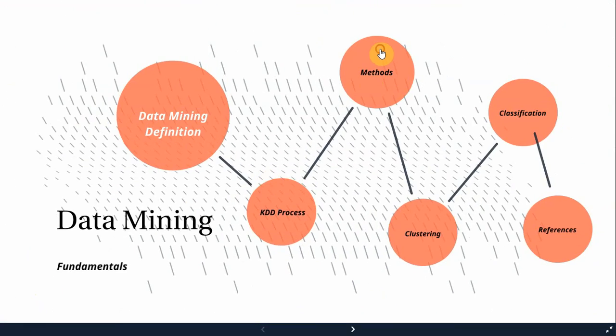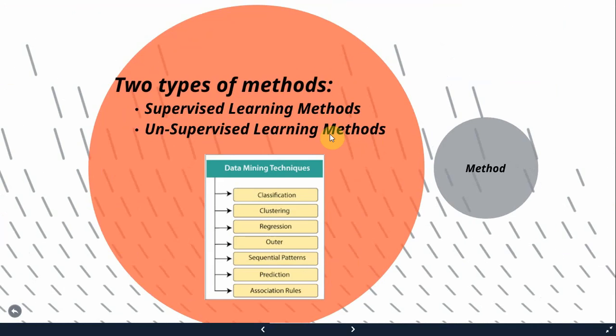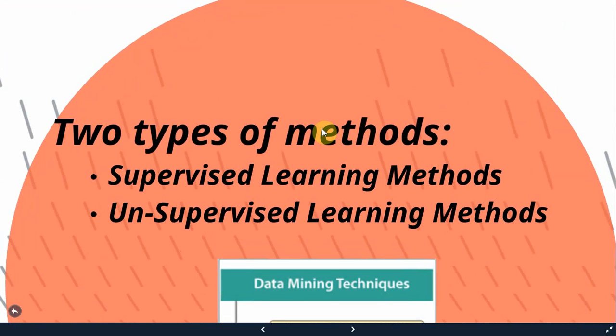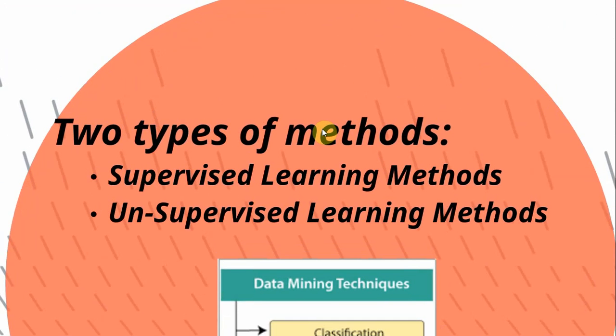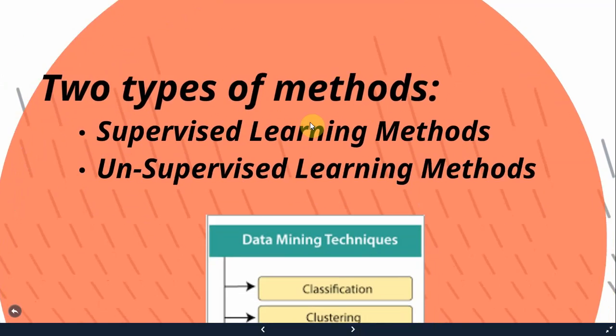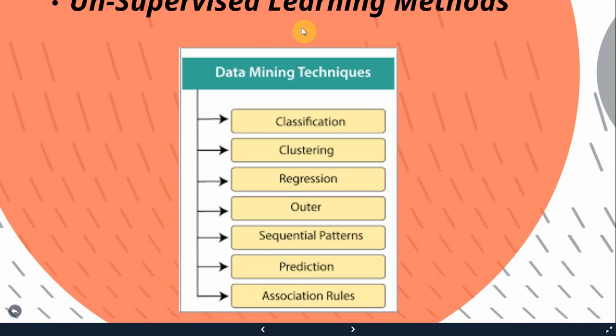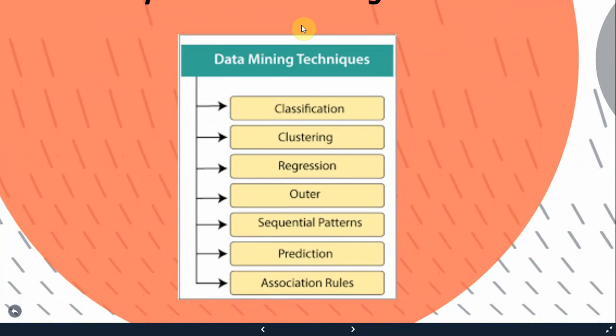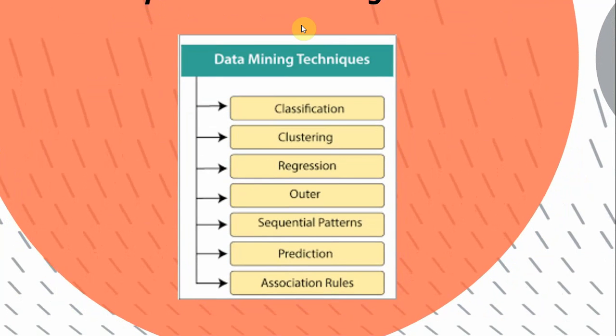Now moving on to the various methods of data mining. Broadly the methods are categorized into two categories: one is supervised learning methods and the other is unsupervised learning methods. Supervised learning methods are those where all the rules and regulations are already defined and we follow a series of steps to learn something, whereas unsupervised learning methods are those where there is no guidance or rules available, and we follow our intuition or a heuristic type of approach.